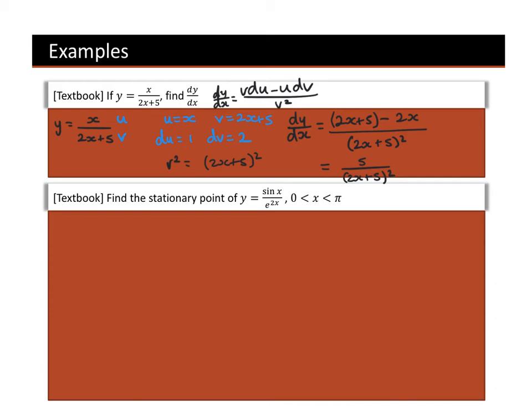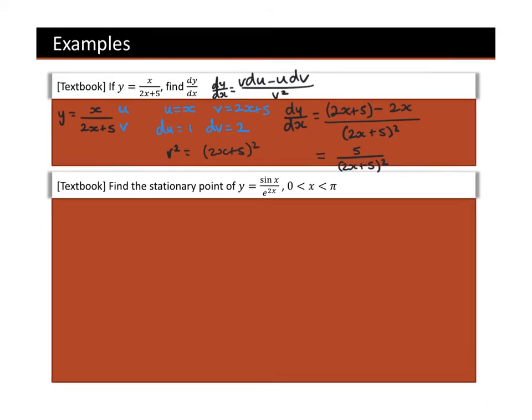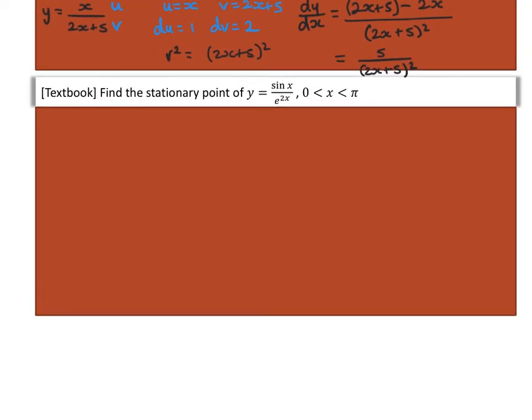Okay? So then, moving on to our second example. It says find the stationary points of sine x over e to the power of 2x. Okay, we have two functions which have been divided. Quotient rule. v, u. Our v is always the denominator.